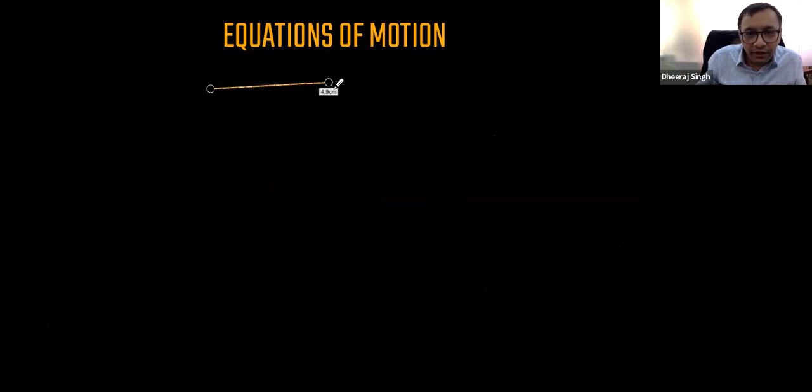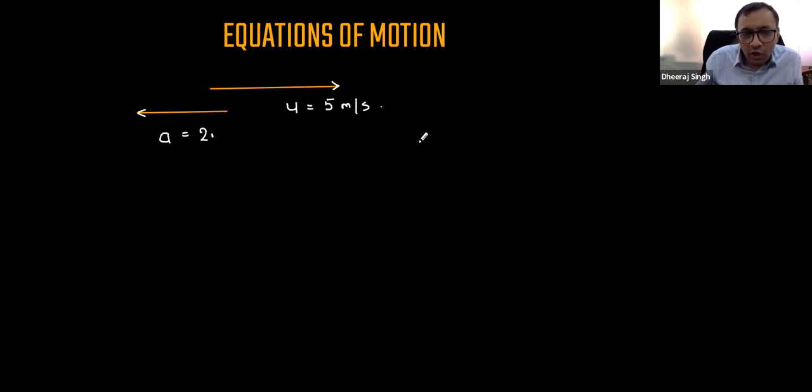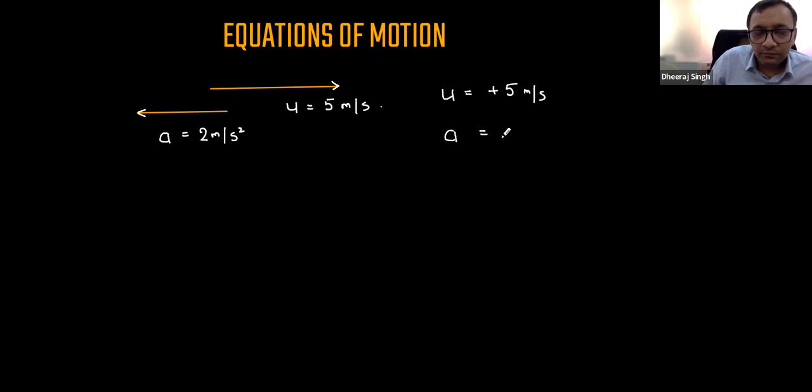For example, let's say this is the initial velocity, u is equal to 5 meters per second this way. And you have acceleration that way, acceleration is equal to 2 meters per second squared. Fine. So if you are saying that u is equal to plus 5 meters per second, what do you have to write acceleration as, everyone? If this is plus 5, acceleration is minus 2 meters per second squared.